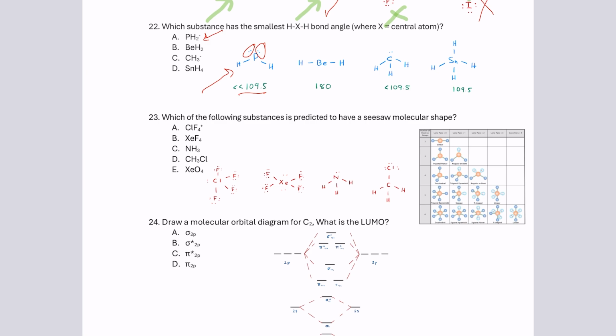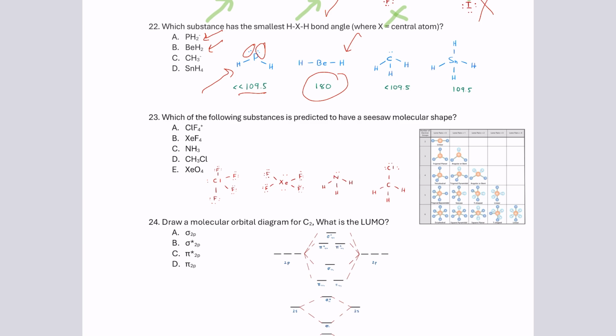Then moving on to answer choice B, we have beryllium hydride. I have the Lewis structure drawn here, and we notice that the central beryllium atom is surrounded by 2 electron-rich regions, which means its electronic geometry is linear. Since this compound is nonpolar, it's going to adopt the ideal bond angle for a linear electronic geometry, and that is equal to 180 degrees.